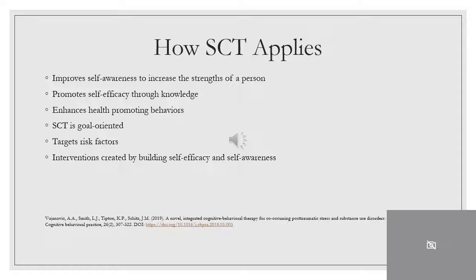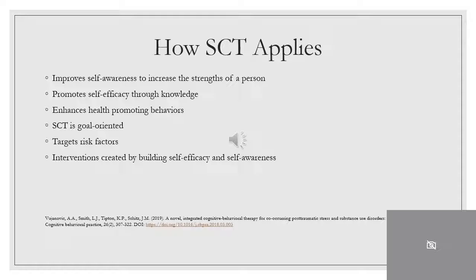Now let's explore how the social cognitive theory applies to alcohol abuse. So how can the social cognitive theory help me? Well, once determining the knowledge base of an individual, it's important to determine their strengths and weaknesses. If an individual is determined to have low self-efficacy, but they have a desire to avoid the risky behavior, the goal would be to build on the desire to avoid the behavior and increase the self-efficacy.